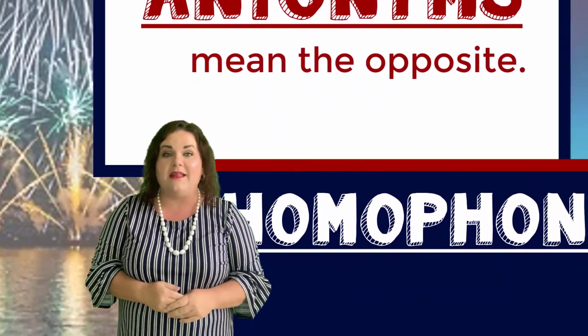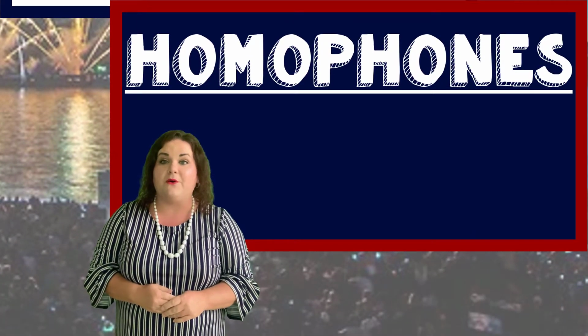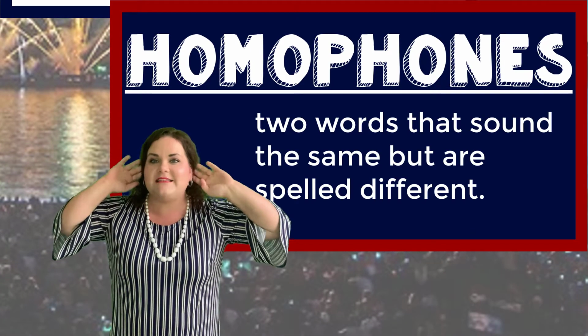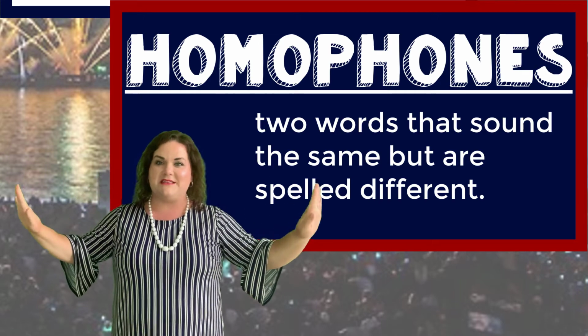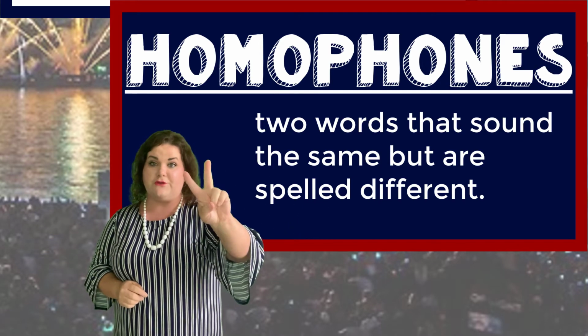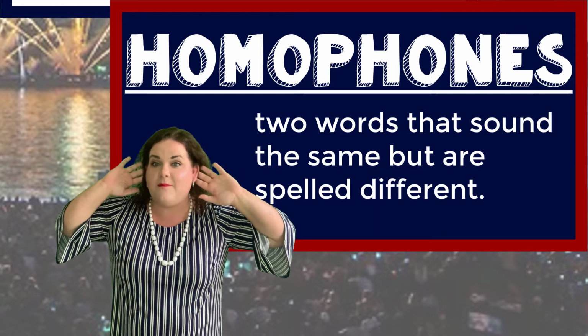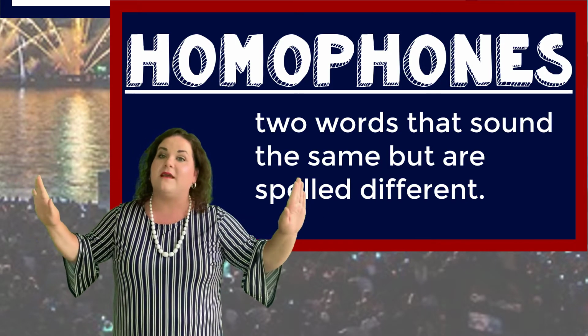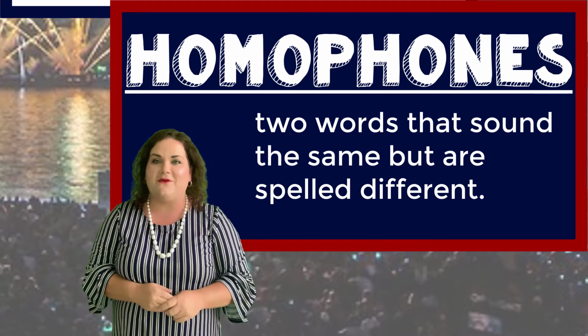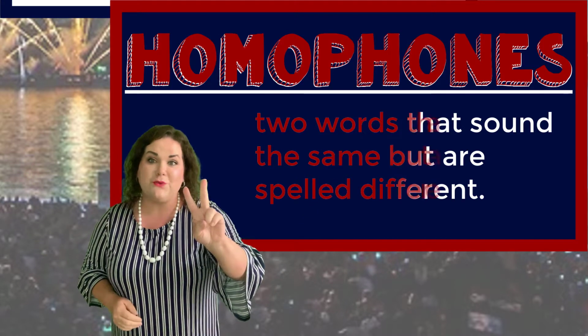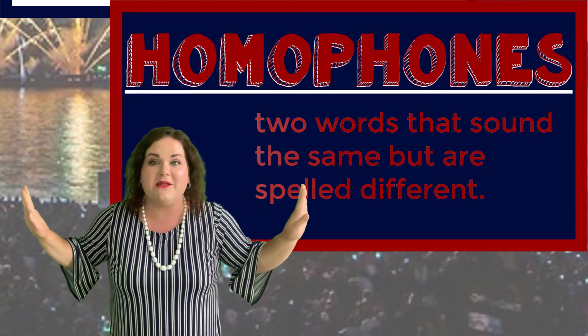And our last one is homophones. Homophones are 2 words that sound the same but are spelled different. So we're going to put up 2 for 2 words, and then we're going to show our ears for sounds the same and push our hands apart because they mean different things. So do homophones with me. Homophones are 2 words that sound the same but are spelled different.